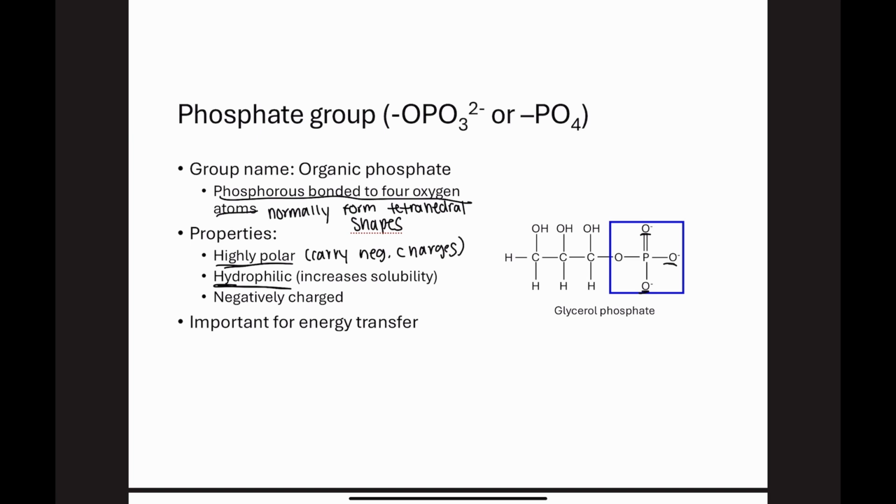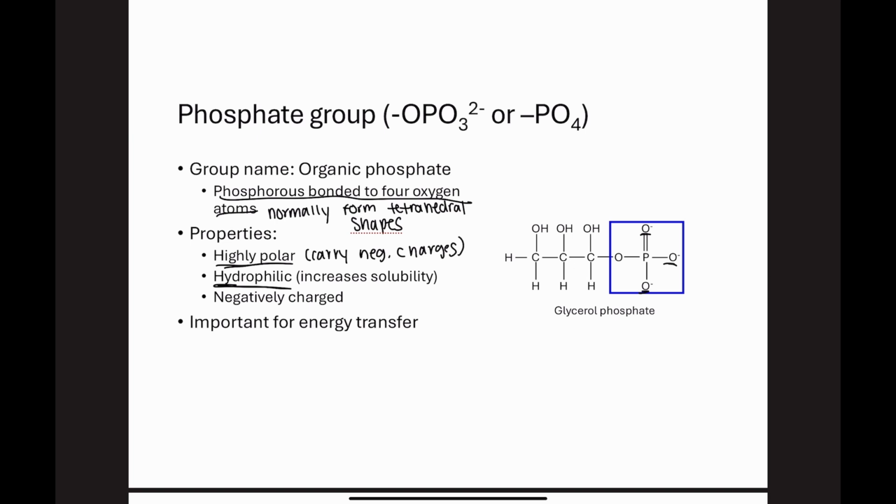And the negative charge on this phosphate group can participate in things like electrostatic interactions. And these electrostatic interactions are going to make our phosphate groups extremely essential in cellular processes. Our phosphate groups are also very reactive. They can easily undergo hydrolysis, and that process is going to break the bonds that we have in our phosphate groups to release energy, which is really important to our energy metabolism.